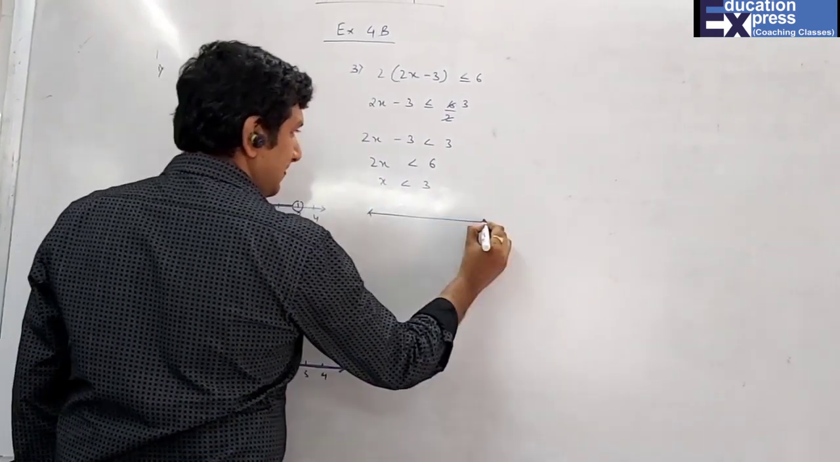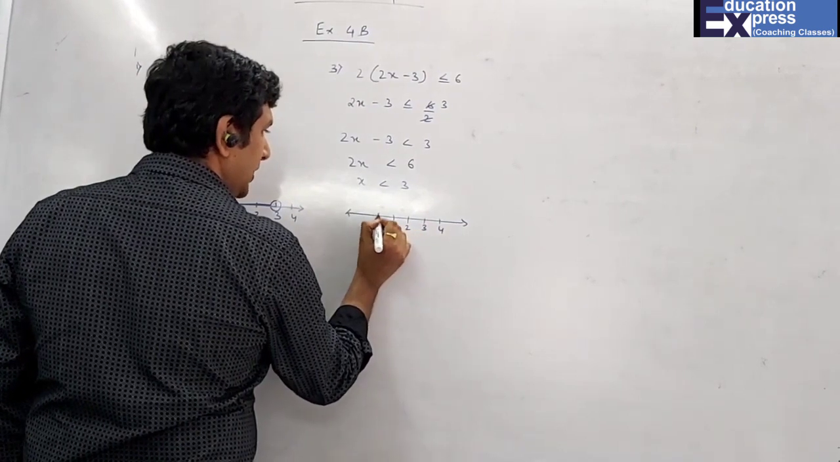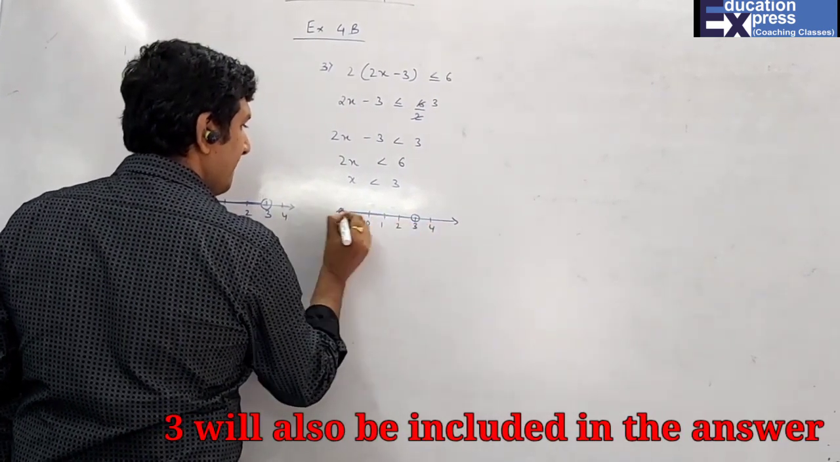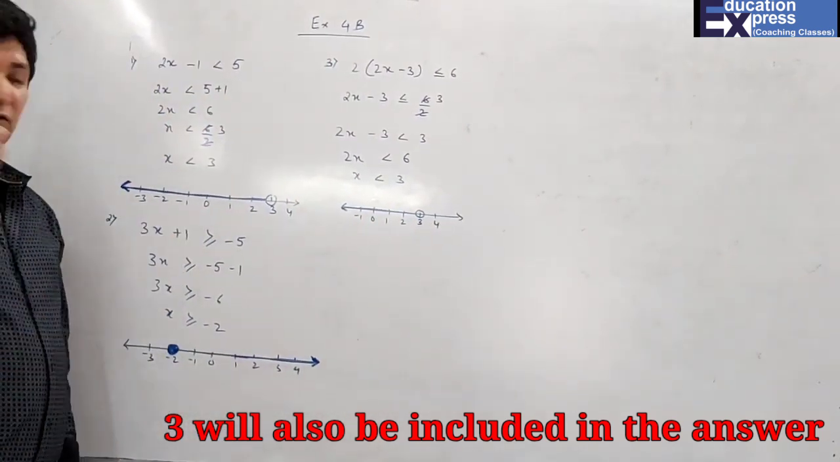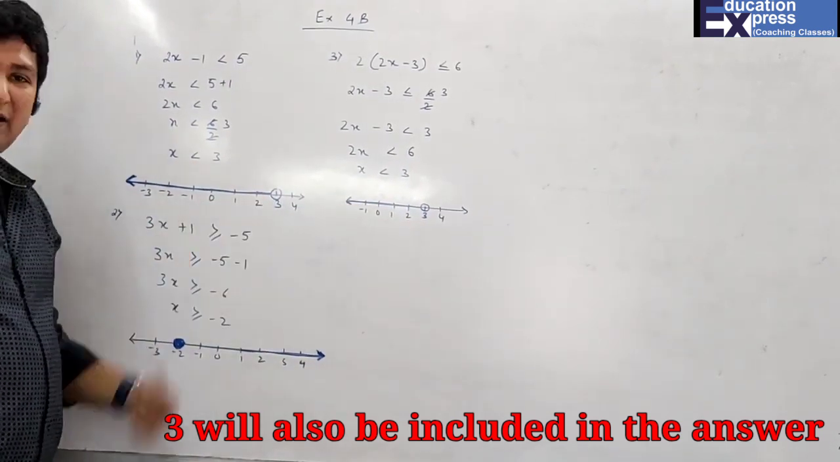So 4, 3, 2, 1, 0, minus 1. So 1, 2, 3, in all that you have seen, there is only a limit on one side. On the other side, there was no limit. In all of them, it was infinite.